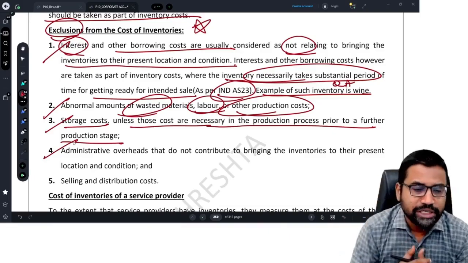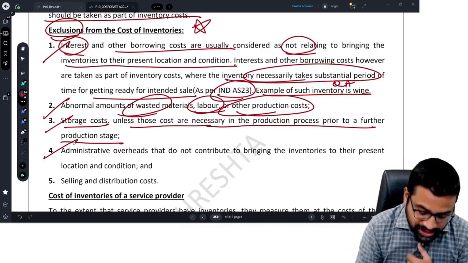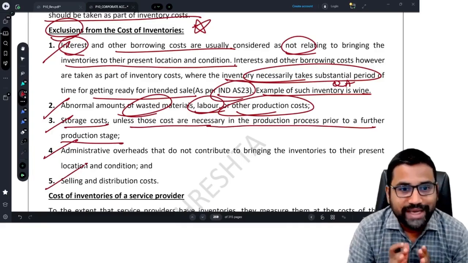Generally, admin overhead should not be included as a part of cost of inventories because that is in no way connected with bringing the inventories to their present location and condition. And selling and distribution cost is also not to be included. So tell me, what are the exclusions and inclusions?